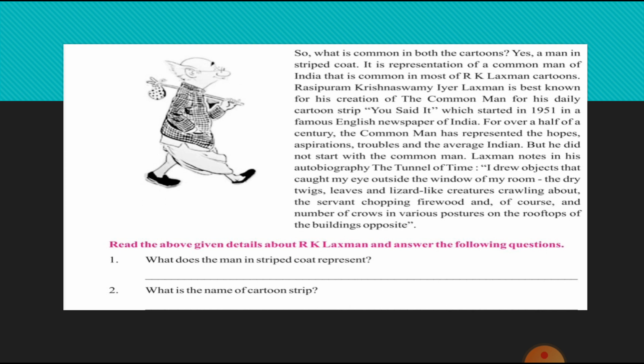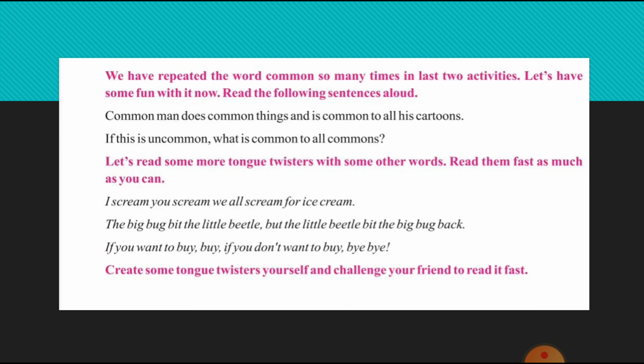See, the name we have already said. What is the name? You said it. The strip of this cartoon is... you said it. Now we have repeated the word common so many times in the last two activities, so let's have some fun with it now.